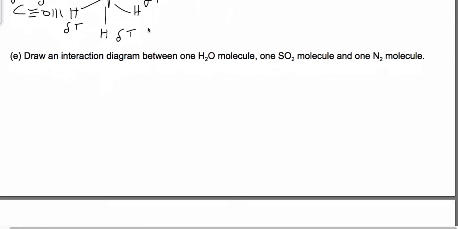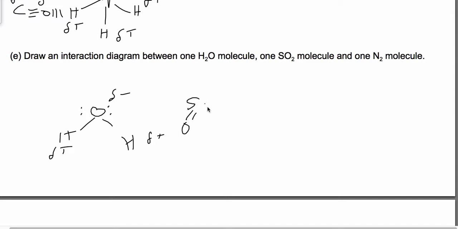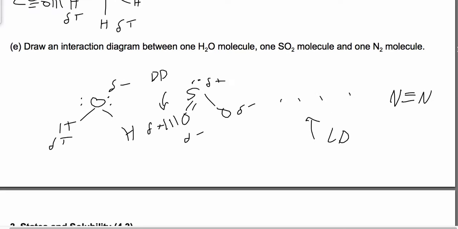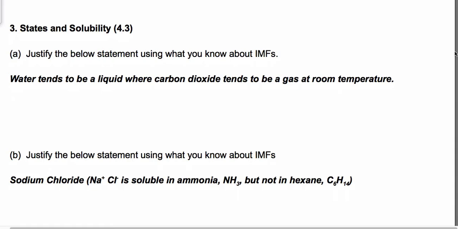Interaction between one H2O. Okay, let's do it again. It's a really common solvent. So that's why we're going to do that. Okay, one SO2. So we know that SO2 is also a bent molecule, partially positive, partially negative, partially negative. There's your dipole, because there are partial charges, and then an N2 molecule, which is way over here, and there's a London dispersion intermolecular force.